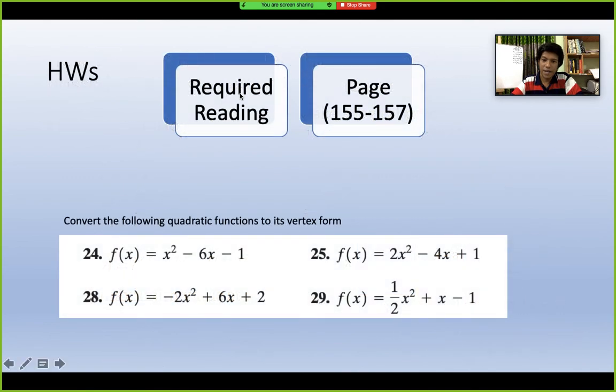And that's the end of our today's slides. You can try to practice. The required reading is this page, which is related to quadratic inequalities. We will start these sections in our next week. Just for practice, you can try to transform this into vertex form.